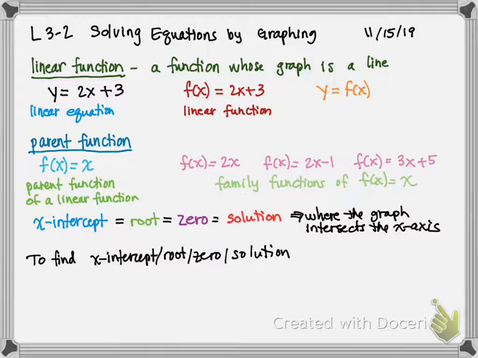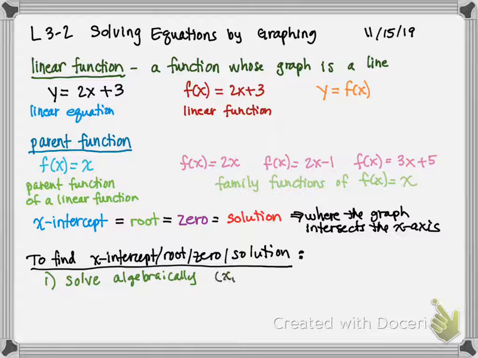Okay. And we have two choices. And I'll be honest with you, the first choice is the smartest one, because it's the fastest one. That would be solve algebraically. Solve for x. When y equals 0, solve for x. So, keeping in mind that's your ordered pair for every x-intercept, substitute in 0 for y, solve.